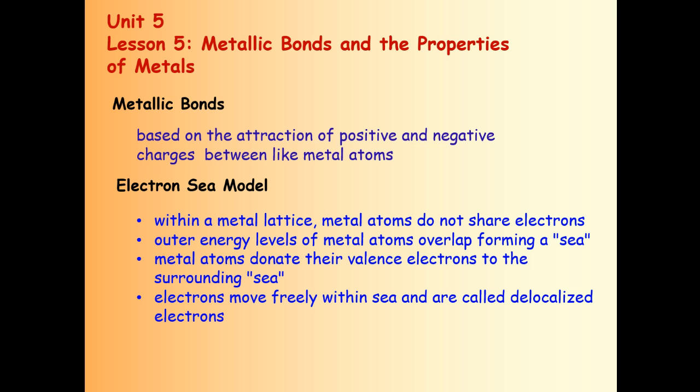Those metal atoms then donate their valence electrons to that surrounding sea, and the electrons are able to move freely within the sea. Those electrons that are donated are called delocalized electrons. They're also called mobile electrons because they're moving. But those delocalized electrons are kind of shared between all of the metal atoms in a metallic bond because of that electron sea. They're just free to move around those metal ions.